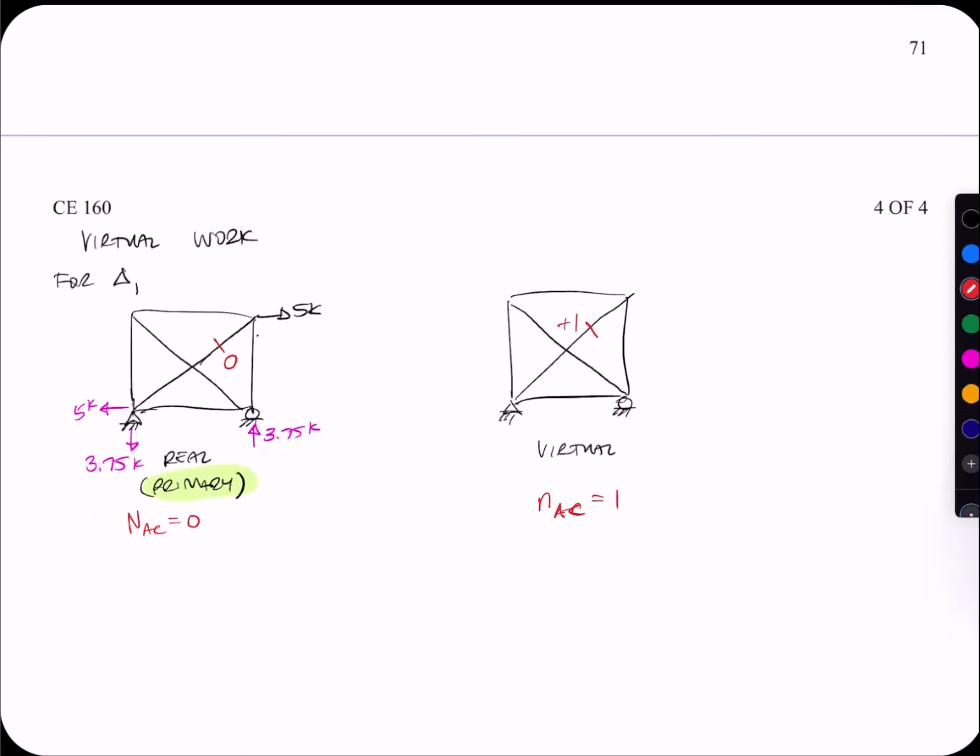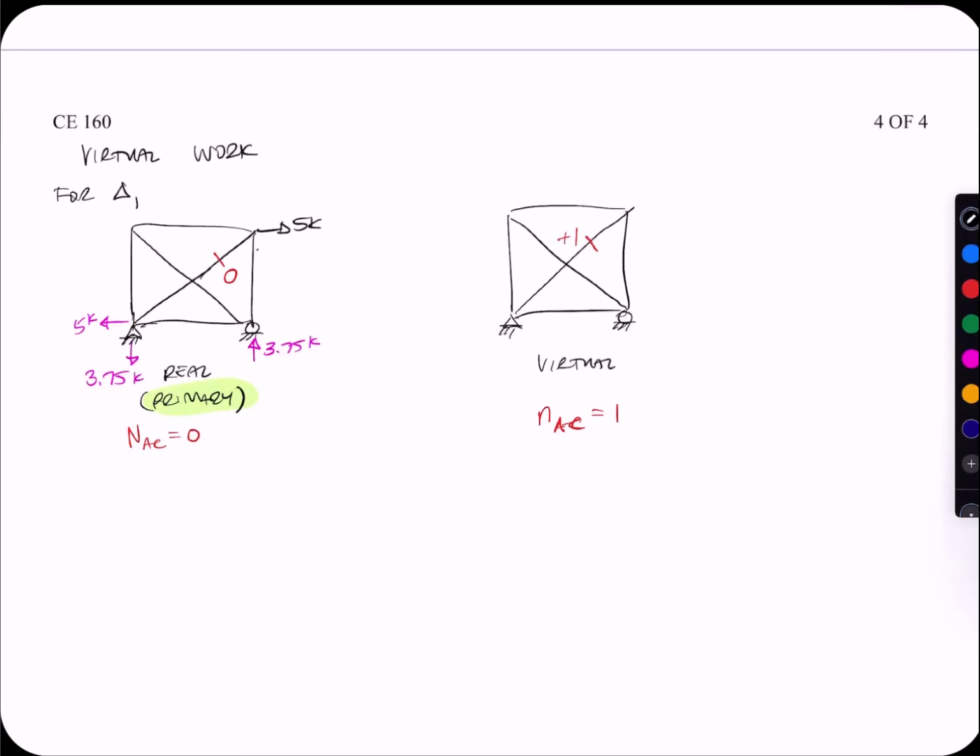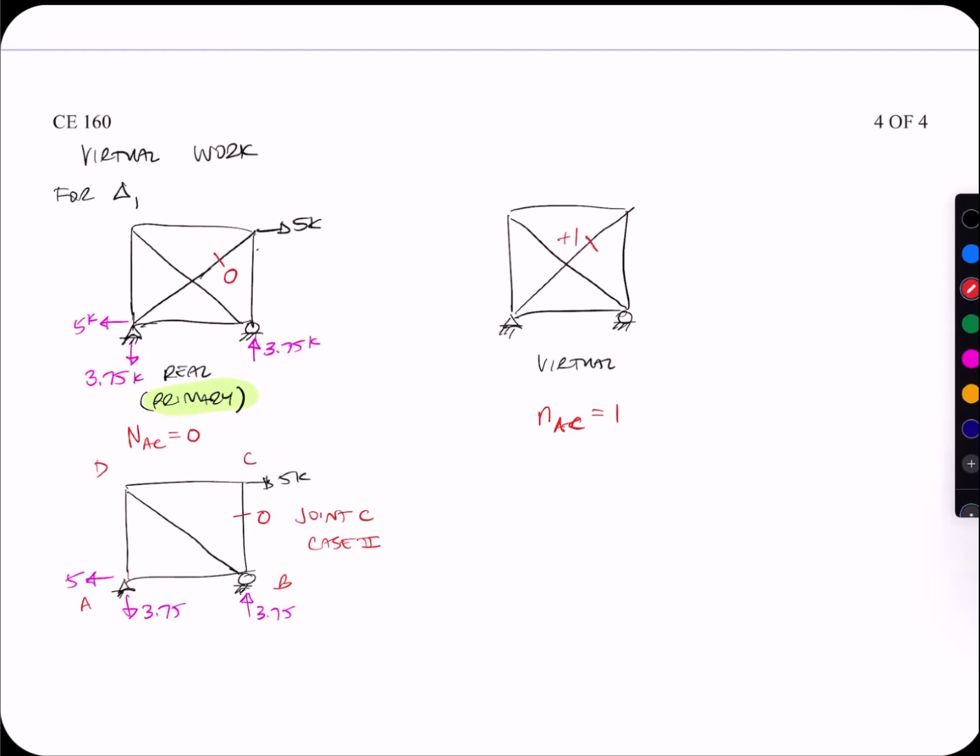So first step, I'm going to look at my real one, and I'm going to look for other 0 force members. If I'm having trouble visualizing this, I can take off my 0 force member. It's as if it isn't there. It is there for stability purposes, but for calculating other member forces, I can do that. Here, this is 0 force, looking at joint C case 2. This one has to be positive 5 because they're collinear.